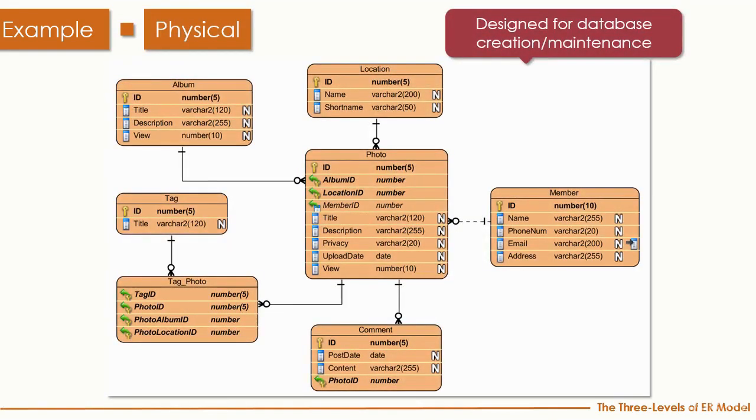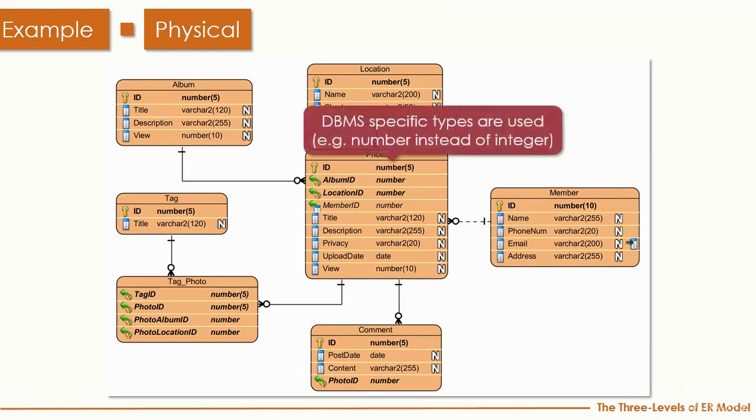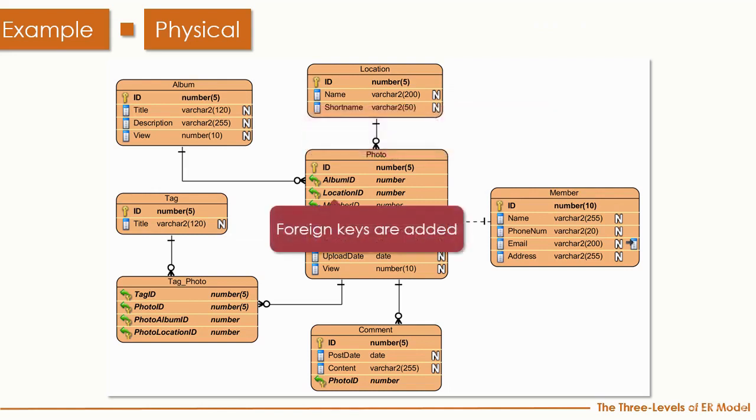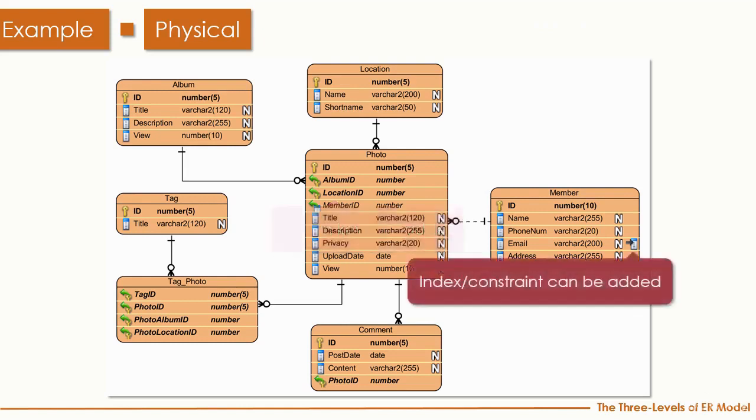In the physical database, which is for creating and maintaining the database in the long term, we will change to use a database-specific type. For example, if we are using Oracle, we will use NUMBER instead of integer. And the foreign keys are added. If you are using professional database design software like Visual Paradigm, the database relationships, foreign keys and primary keys will automatically sync, so you don't need to worry about keeping them synchronized yourself. And we also add some index constraints.